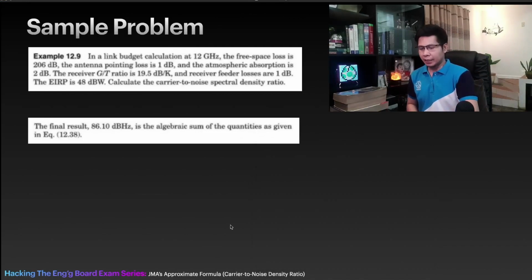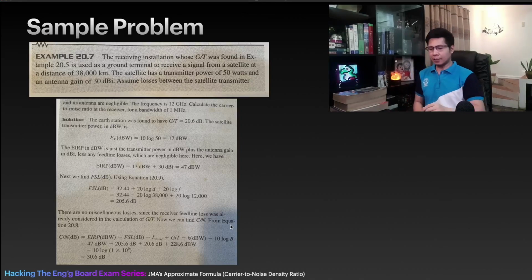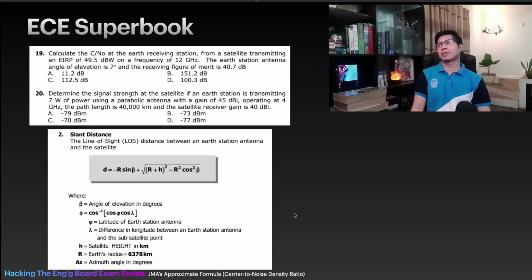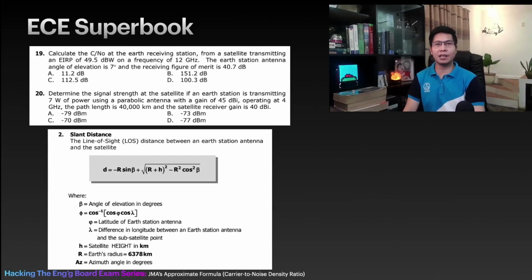Now, solve naman natin ito. Ay, medyo bumalik yata tayo. Ito yung last question. So, this is the last question. Galing naman ito syempre, sa superbook ko. So, this is from my superbook. And solve natin yung number 19.